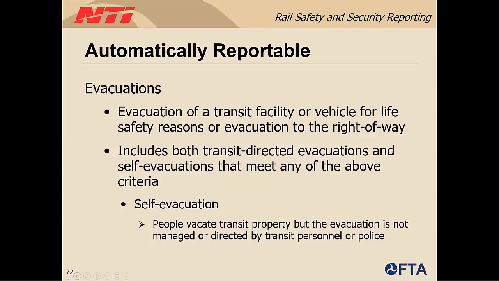And then finally, the last threshold is evacuations. So all evacuations for life safety reasons or evacuations to the rail right-of-way are reportable. This includes directed or self-directed customer self-evacuations. An evacuation for life safety means that there's imminent danger to all of the people in that environment or in the vehicle. Self-evacuations are where customers vacate the property without the direction of the transit agency or other authority.